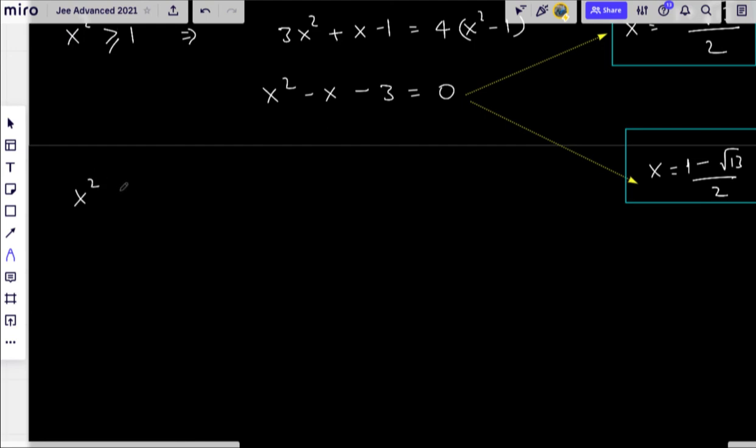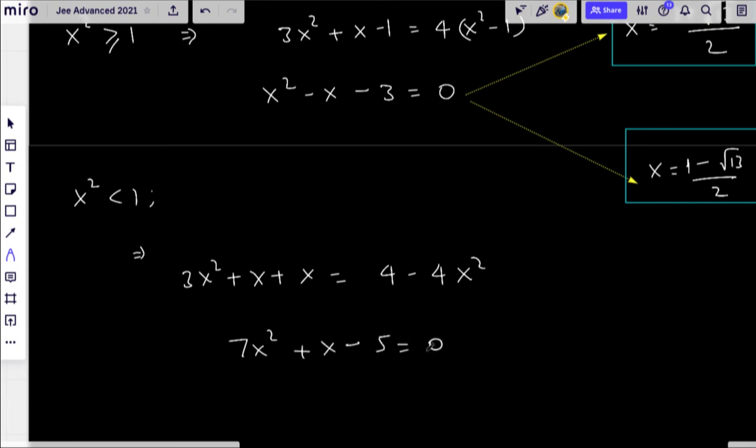So in the case when x square is less than 1, this implies 3x square as it is plus x minus 1. What about here? On the right side the result will be negative, so 4 minus, we can write 4x square. And on transposing we get 3x square plus 4x square, that is 7x square. So we get 7x square, transposing this, plus x, and minus 5 equal to 0.